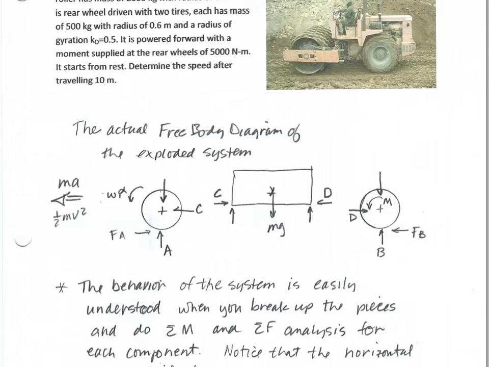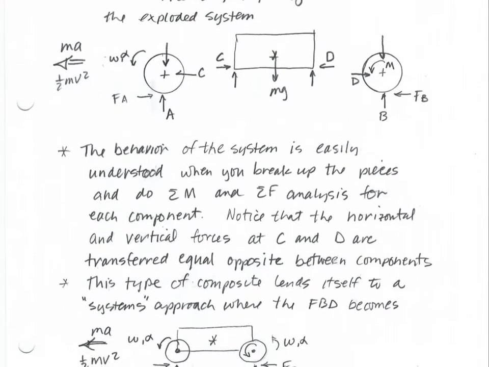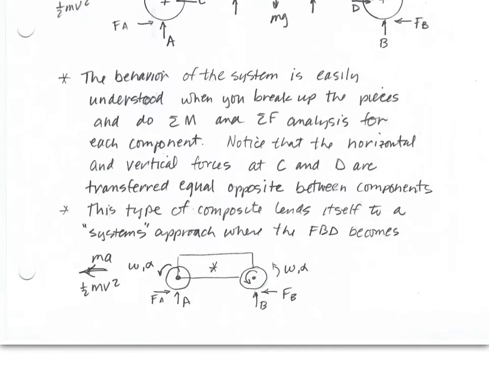So again, I don't want to belabor this point too much, except that if you understand all the forces in the exploded free body diagram, then it's easy to see how the system works together. The behavior of the system is easily understood when you break up the pieces and do some of the moments and some of the forces analysis for each component, and that's what I just did there. Okay? All right, so when you understand those things, it's really easy then to put the whole picture together, and you can use a composite approach, a systems approach, fairly easily.